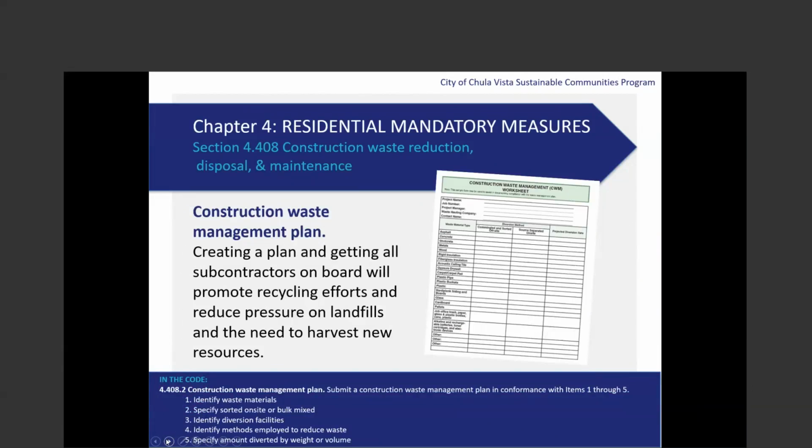Next, please. CALGreen requires the submittal of a construction waste management plan showing how you intend to handle reusable and recyclable materials and the estimated amounts. Chula Vista has a waste management form on their website that you could use for this, or just use CALGreen. They provide one in Chapter 8 of the code. Next, please.